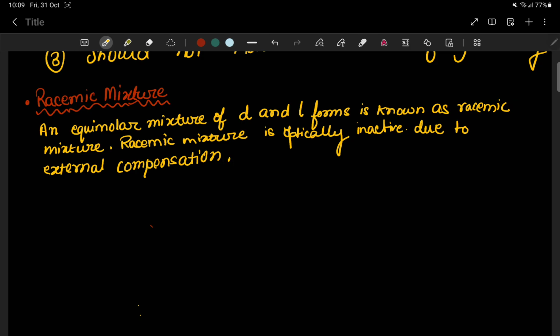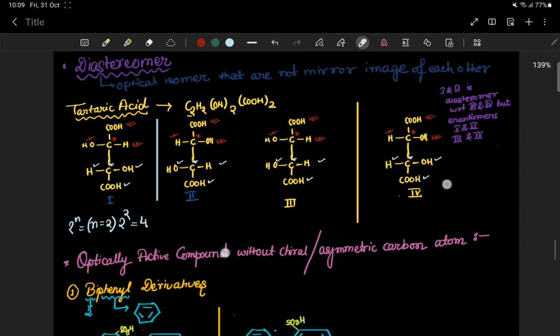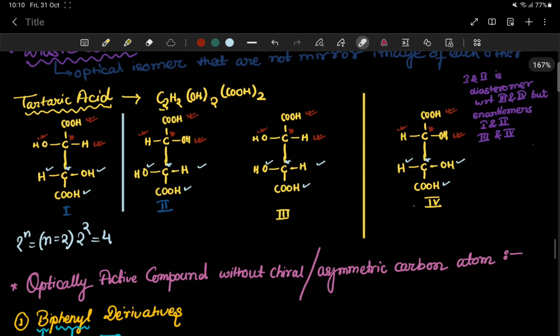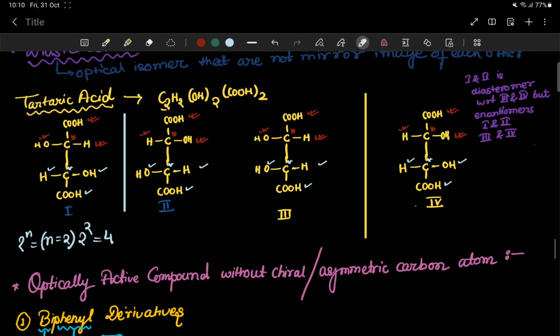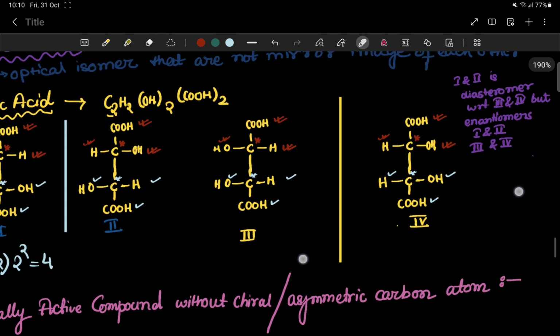I would not write any more examples over here. Instead, I would choose to show you over here. Let me take one thing. See here, I said that 3 and 4 are basically inactive. 1 and 2 are diastereomers, but the enantiomers are 1 and 2, and 3 and 4. 3 and 4 are basically inactive.